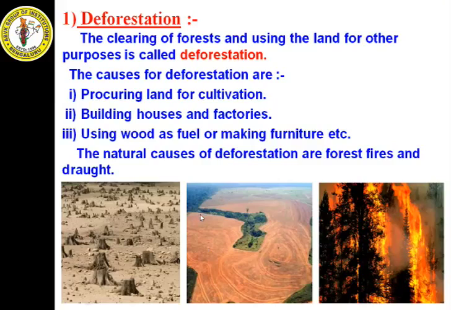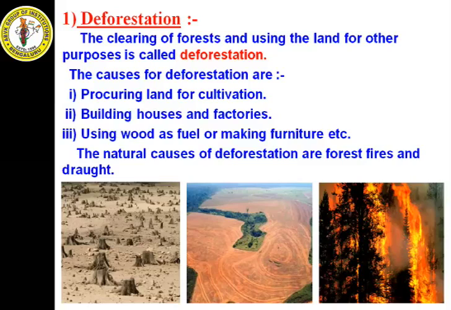Next, what are the causes of deforestation? Causes, in the sense, why are they cutting down the trees? What is the need for deforestation? The first point is procuring land for cultivation. Why do they need forest area for cultivation? Because as the population has increased, there is no land for cultivation. So they cut down the forest areas and obtain the land for cultivation.